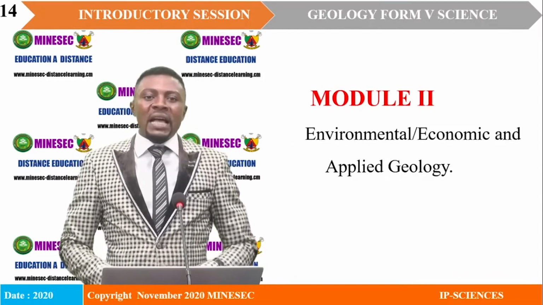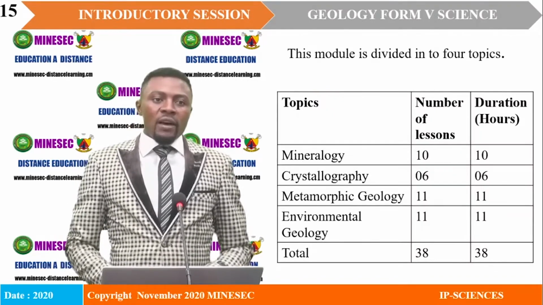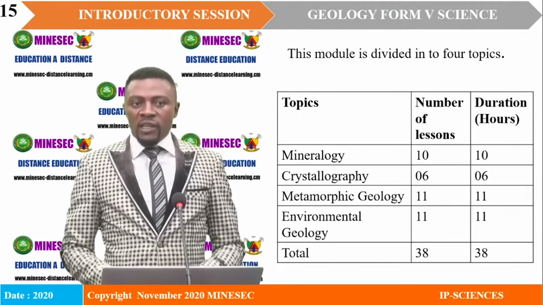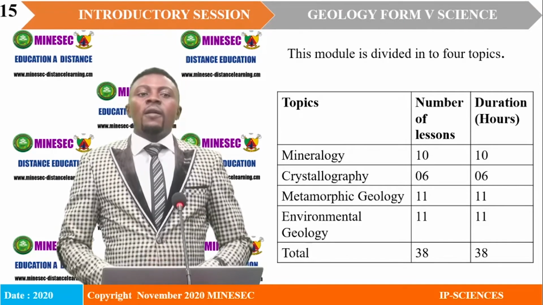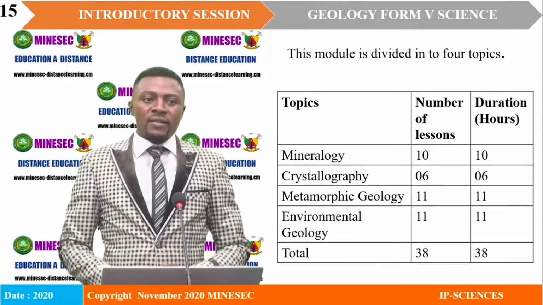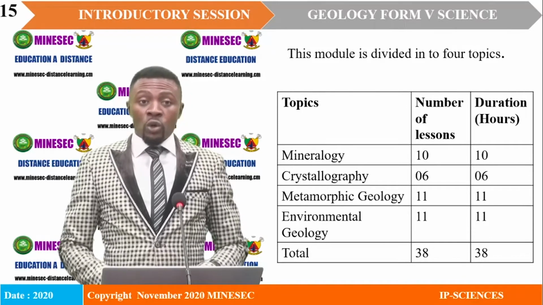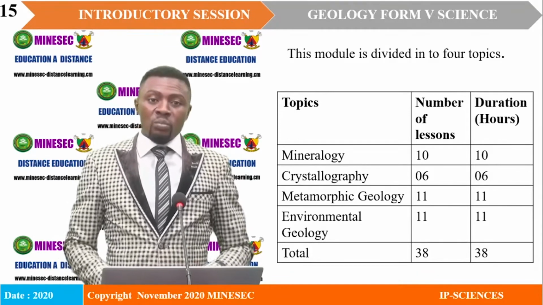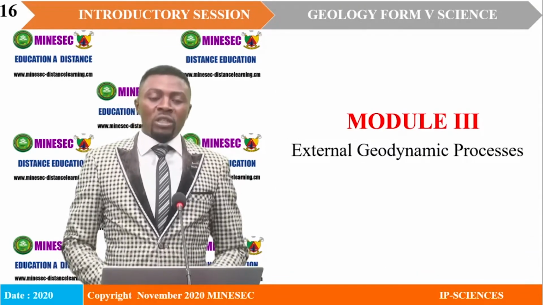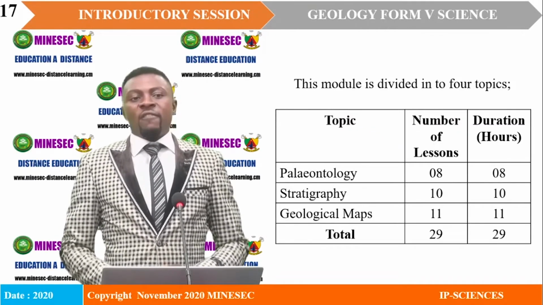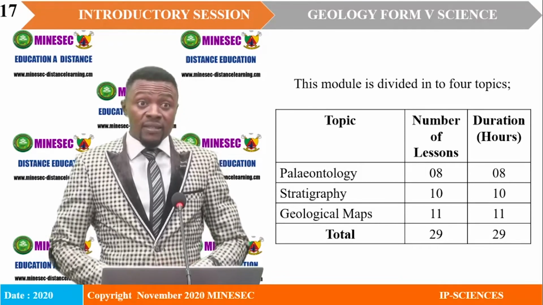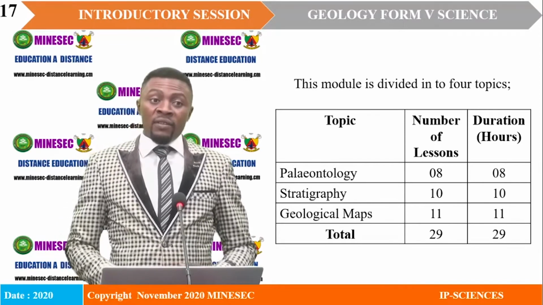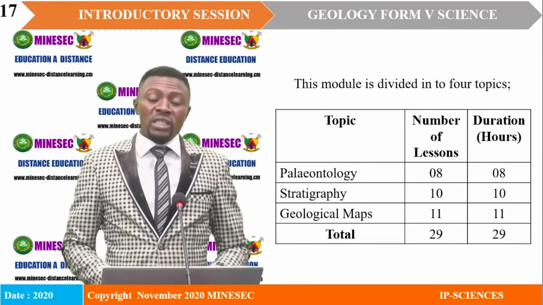In the module environmental, economic, and applied geology, we have mineralogy, that will be taught in 10 lessons, crystallography in 6 lessons, metamorphic geology, that will take us 11 lessons, environmental geology, which is also 11 lessons, giving us a total of 38 lessons in that module. In the third module, external geodynamic, we have paleontology, that will take us 8 lessons, stratigraphy, 10 lessons, geologic maps, 11 lessons. That gives us a total of 29 lessons.